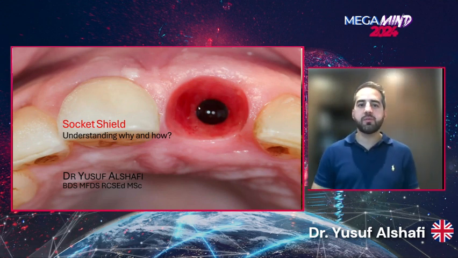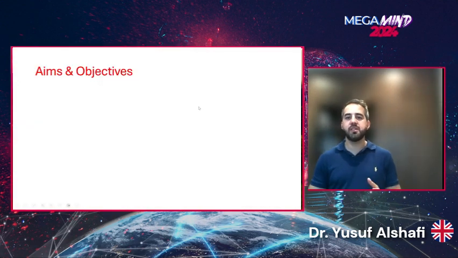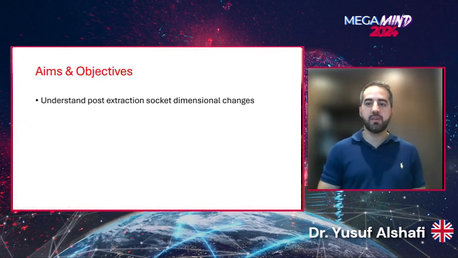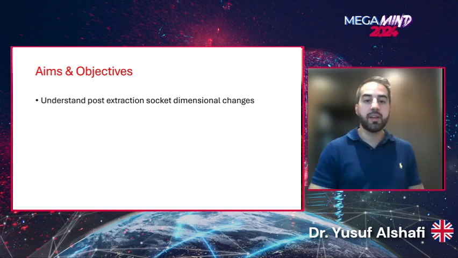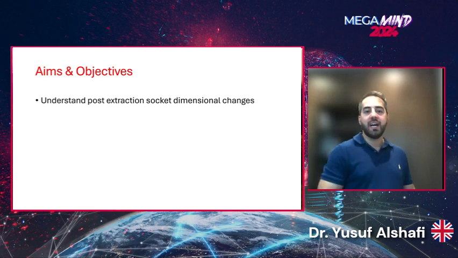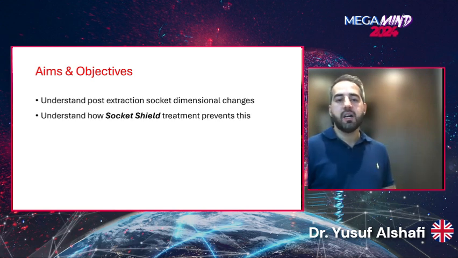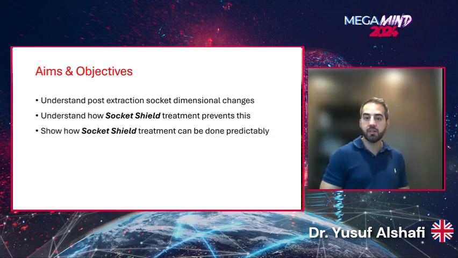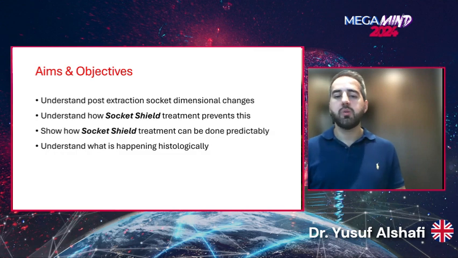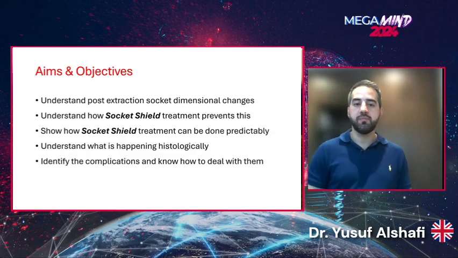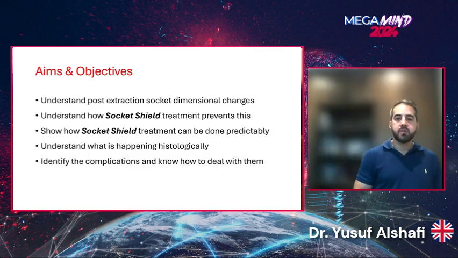So the outline of today's talk really is to talk about initially the socket changes that happen after an extraction. So the collapse of the socket that usually would take place after a tooth is removed. And then understanding how socket shield helps to prevent this from happening. We'll be talking about the socket shield treatment and how it can be done predictably. And I'll be very briefly touching on the histology and some of the more common complications and how to deal with them.